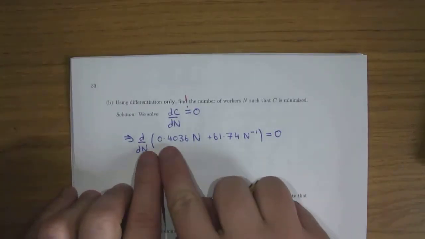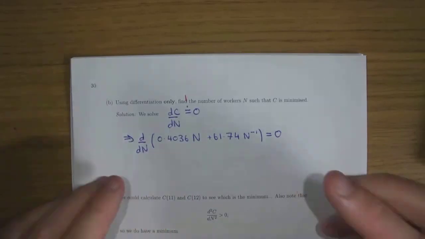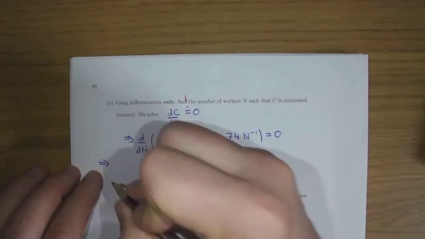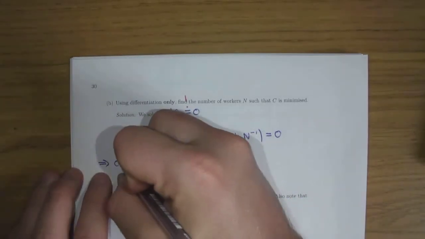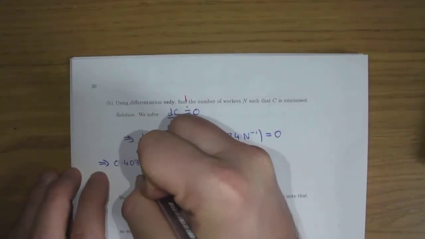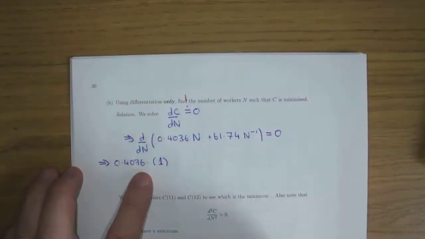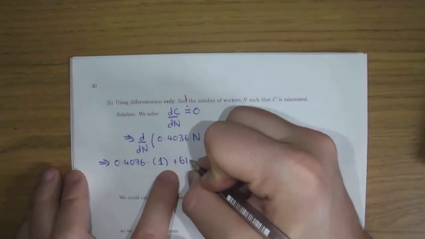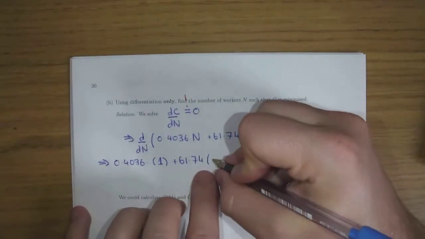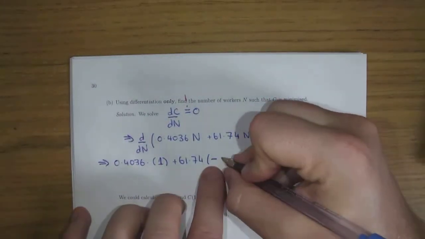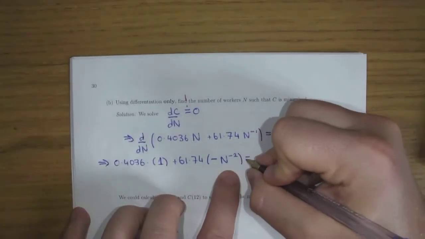Okay, so this means differentiate C with respect to n and get 0. Off we go. So again, I'm going to recommend fix the constant and differentiate. Fixing the constant, I get 0.4036. The derivative of n with respect to n is 1. Fix the 61.74. And the derivative of n to the minus 1 is: multiply by the power, reduce the power by 1, so it goes from minus 1 down to minus 2, equal to 0.